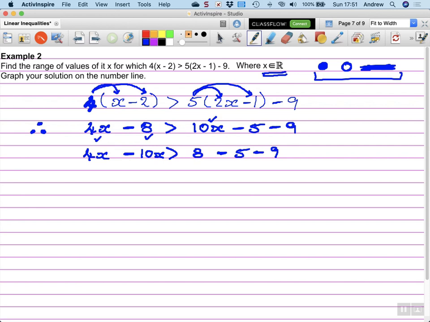4 take 10 is minus 6x is greater than, well, 8 take 5 is 3, plus 3. Plus 3 take 9 is minus 6. Now, we've got a minus in front of our algebra. And what you were taught this year was to change signs. And you were also taught change one sign, change them all.